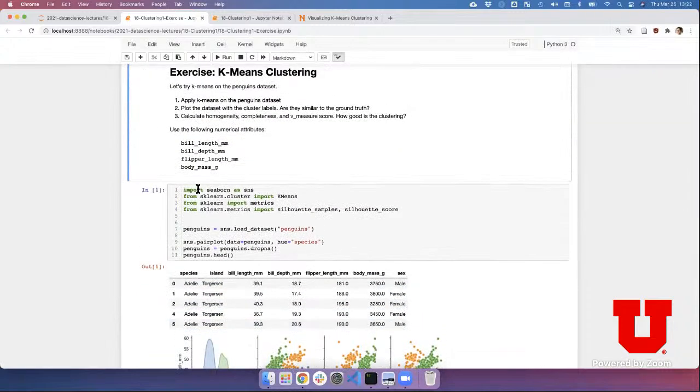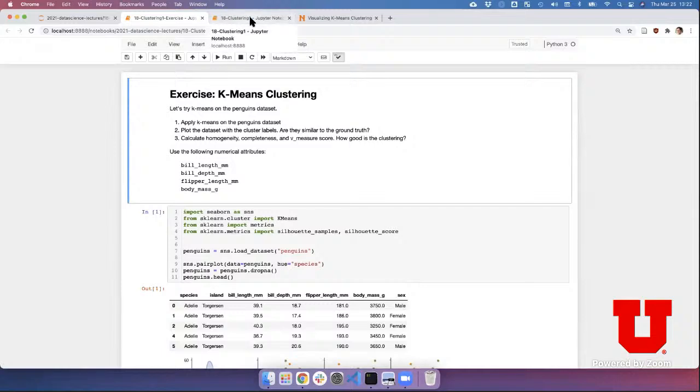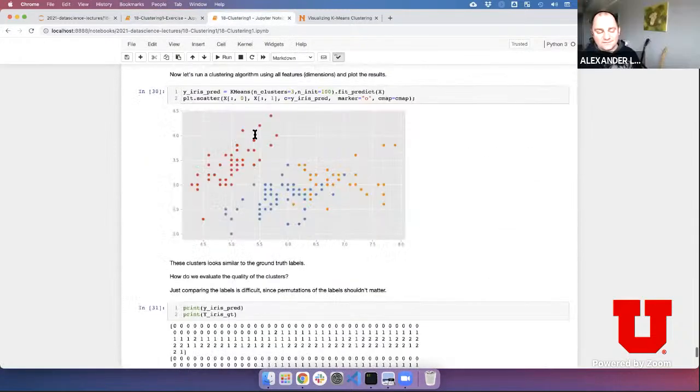Could you go over silhouette analysis again, real quick? The silhouette analysis? Yes, please.